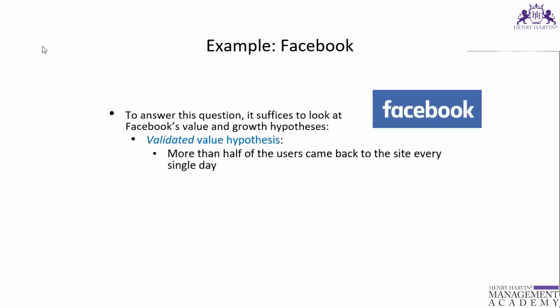For example, in the case of the validated value hypothesis, the retention rate was high: more than half of the users came back to the site every single day. They kept on continuing, and the engagement rate was very high. That shows the product, rich in features, gives a lot of value to the customers.